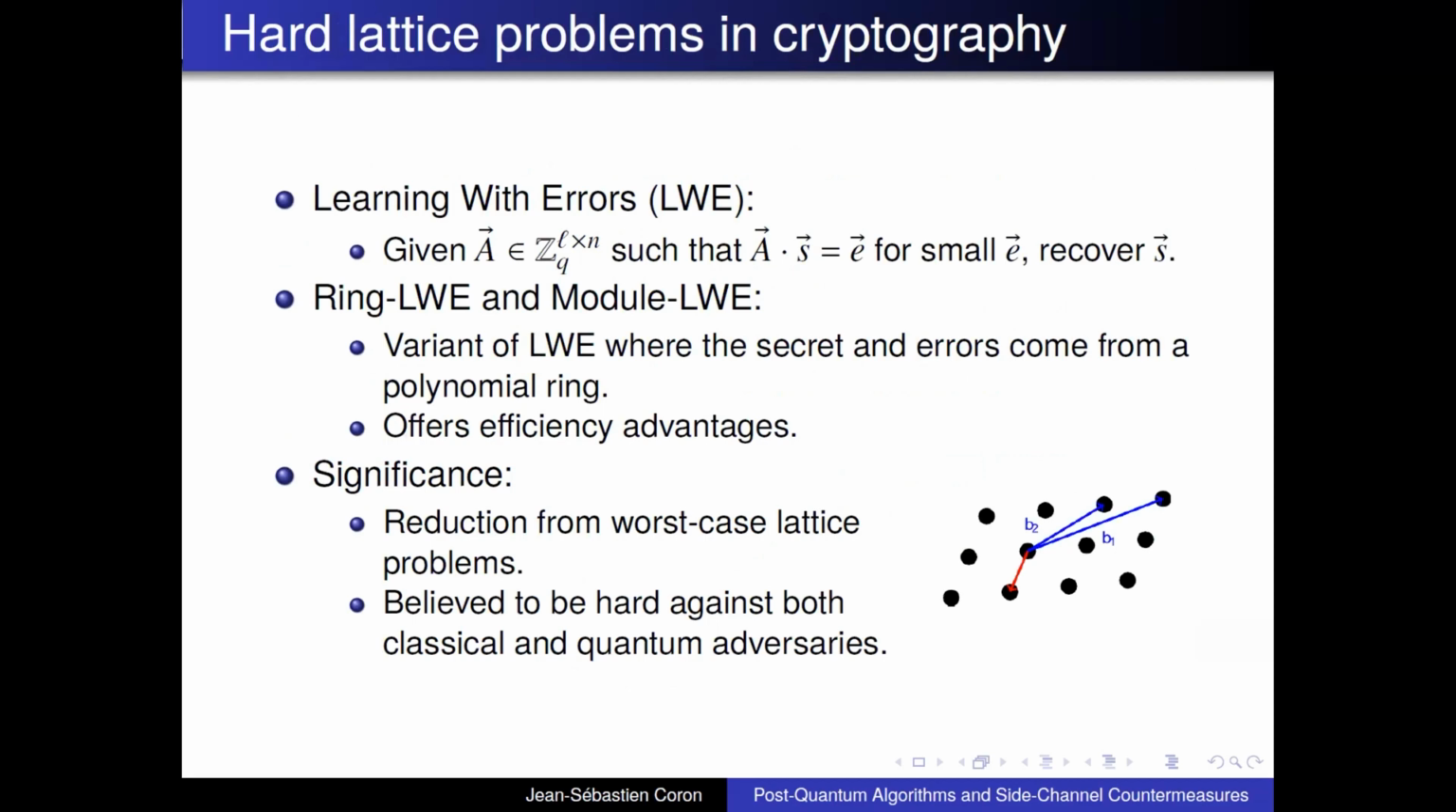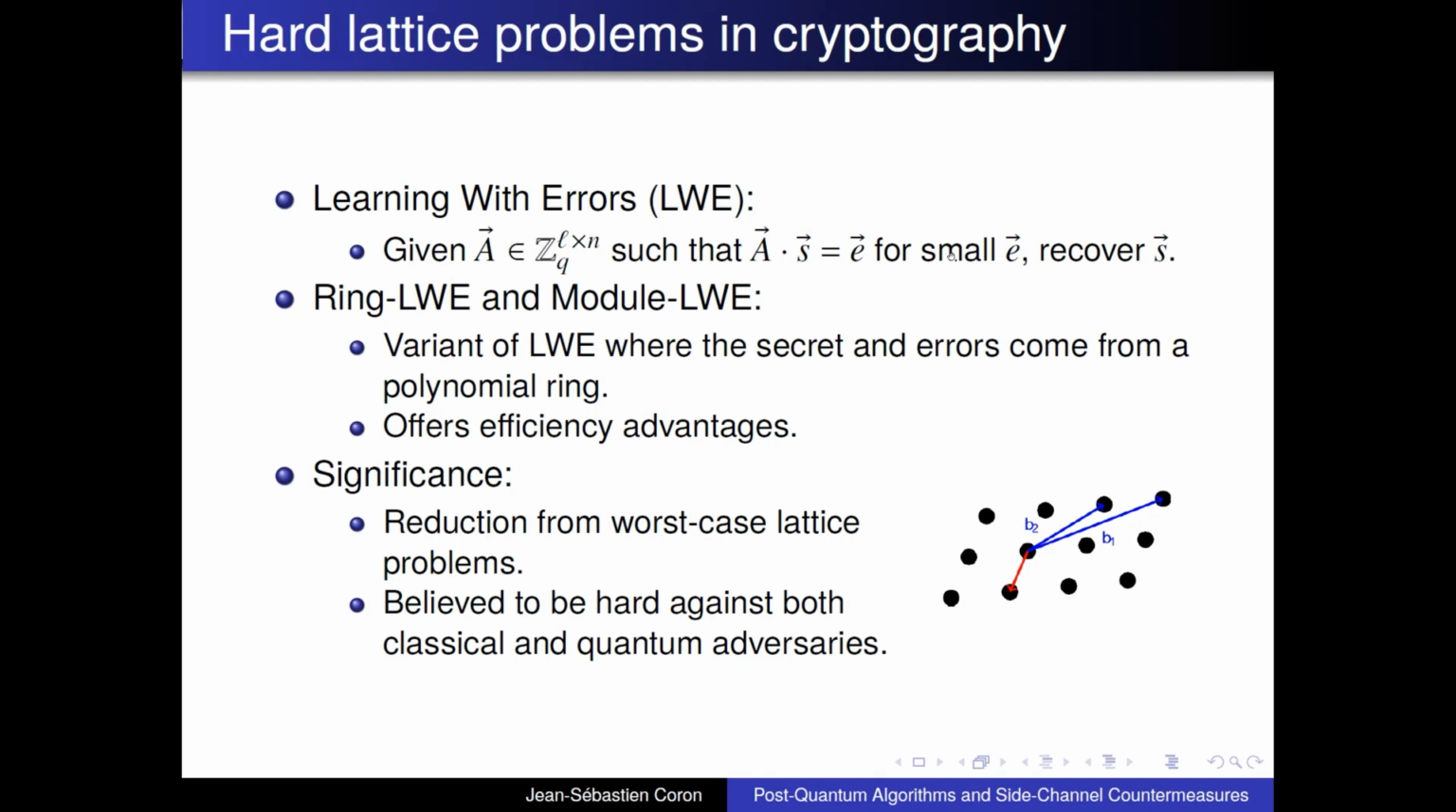And so more specifically, what are the hard lattice problems that we are using in crypto? The lattice problems are based on the learning with errors problem or some variants. So what is the learning with errors problem? We are given a matrix A of integers modulo Q, and we know that there exists a small linear combination S of the columns of the matrix, such that A times S equals E, which is small. Then the problem is to recover S, this small linear combination.